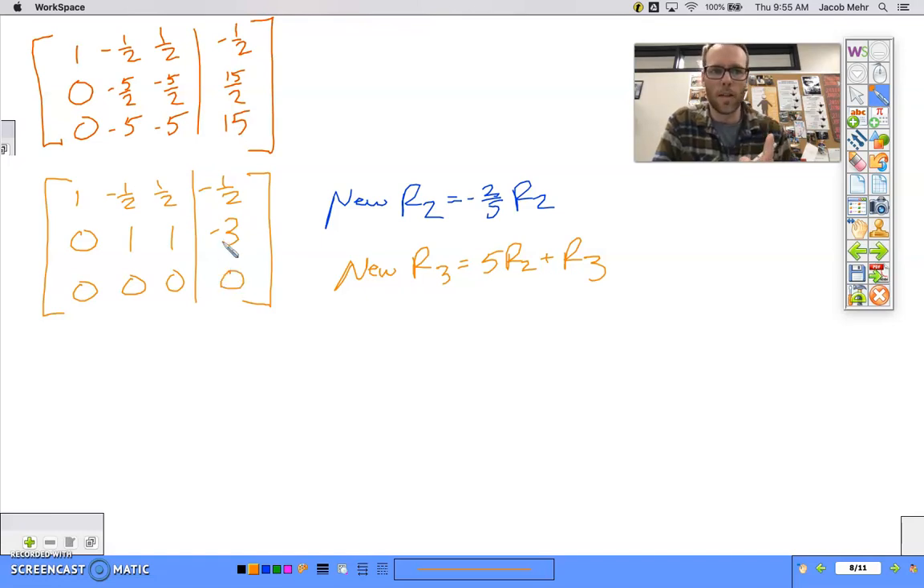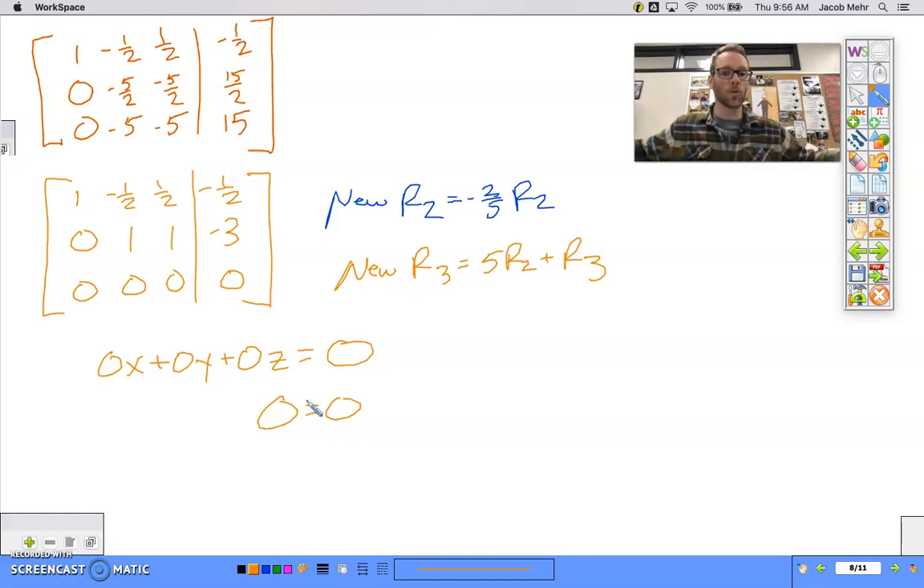And something interesting happens here. We didn't end up with just a 0 there and a 1 there. We have zeros across the board. What does that bottom equation tell us? 0x plus 0y plus 0z equals 0. In other words, 0 equals 0. Okay. And what does that mean for us? If 0 equals 0, is that true? Is that always true? Yes, it is.